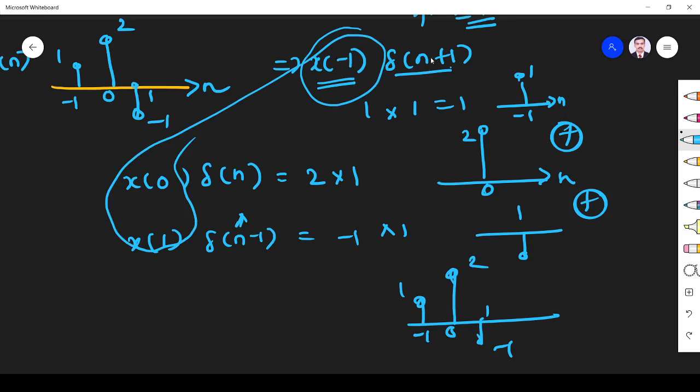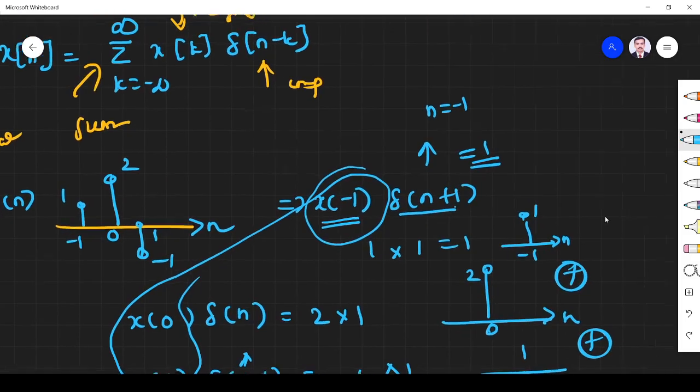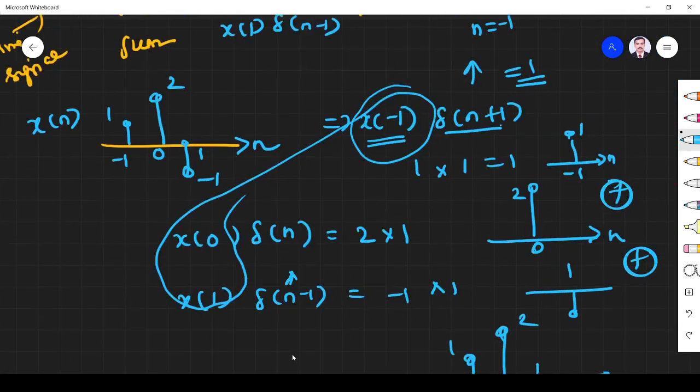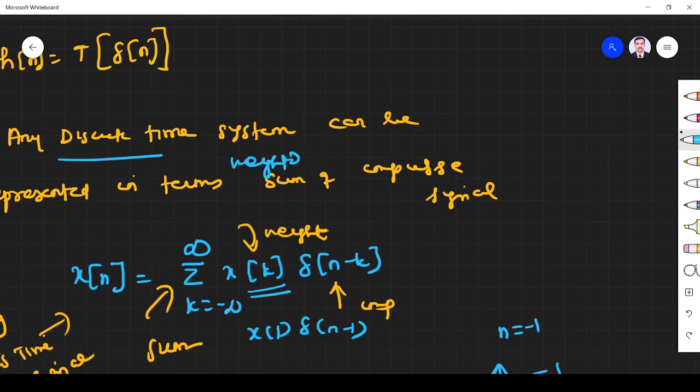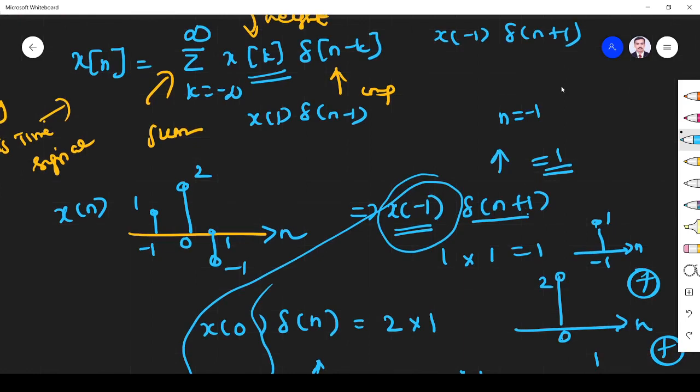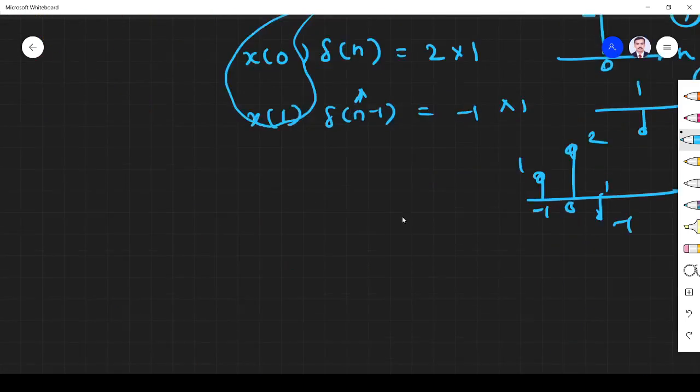So you see x of minus 1 n plus 1, x of 0 n, x of plus 1 n minus 1. So I can write anything like this. This is the value of the signal at a particular point. This is impulse. When you substitute k is equal to 1, x1 del of n minus 1. That's what we got here. If you substitute k is equal to minus 1, what you get is x of minus 1 del of n plus 1. So like that it will go.